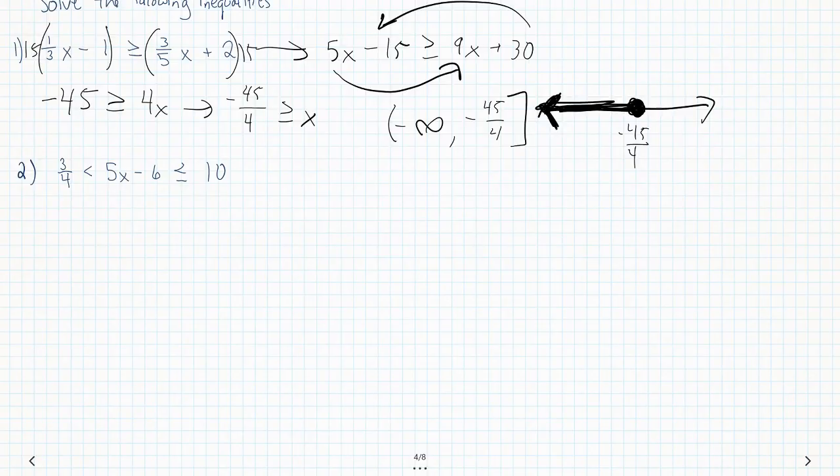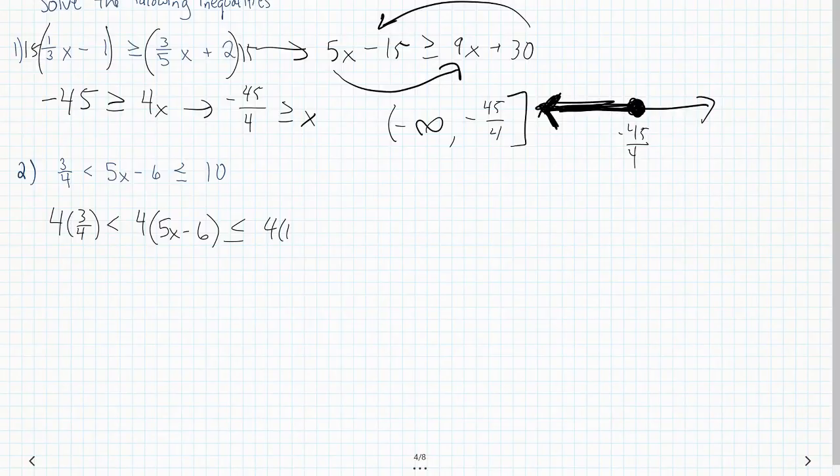Okay, so in the next case, notice we only have one fraction in this case, so we can multiply everything by 4 if you want to get rid of the fractions. So if we multiply every single term by 4, so you go 4 times 3/4 is less than 4 times the whole quantity, 5x minus 6, and that's less than or equal to 4 times 10. And so what does that make? Well, 4 times 3/4 is just 3, is less than, so that should be 20x minus 24, and that's less than or equal to 40.